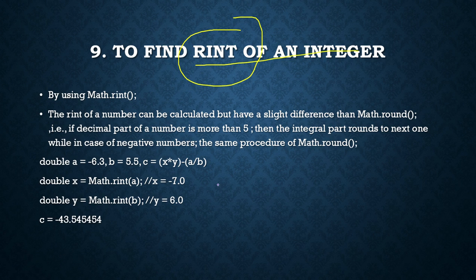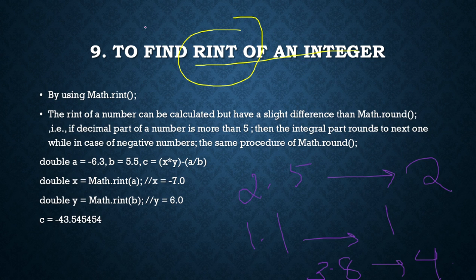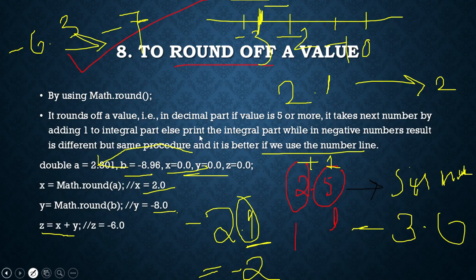Okay, so what if I give you 2.5? You will get 2 as the answer. If I give you 1.1, 1 as the answer, no change. 3.84 as the answer, no change. Okay. Negative number, how will you do negative number? Just like rounding off of a negative number, no change in that.